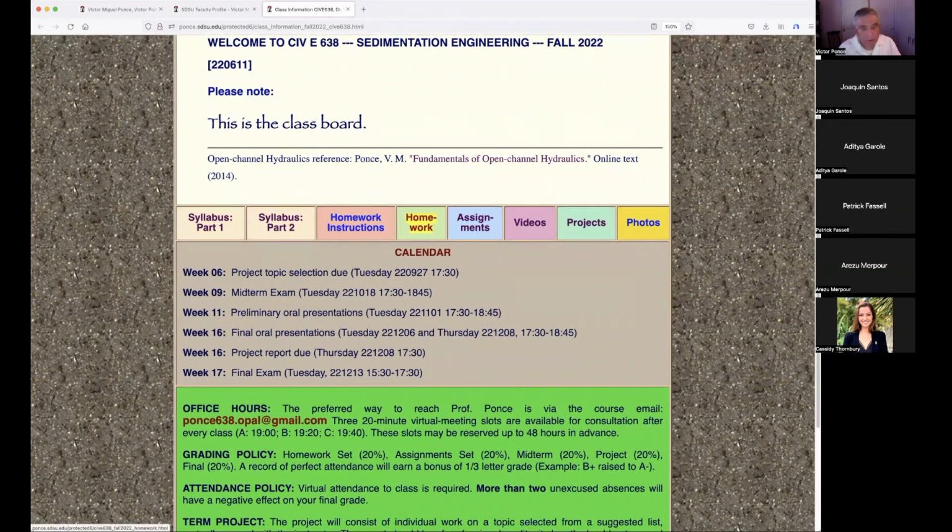The calendar, it's over here. I don't need to read it for you. You can read it on your own. But basically, we got 6 weeks of importance. Right now, week is week number 1. We have week number 6 where you have to select a project. And I'll talk about that briefly later. Week number 6, select the project. Notice that it says Tuesday, 220927, 1730. What does that mean? It means year 22, September is 09, and 27 is the 27th of September. I don't do the normal thing people do. Like they say, September 27, 2022.